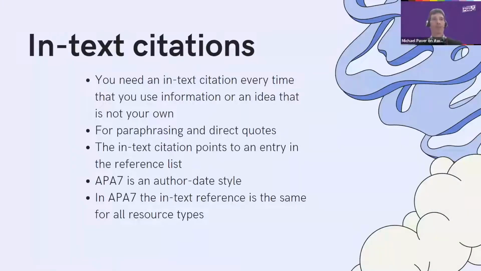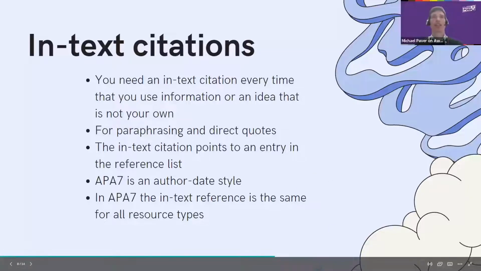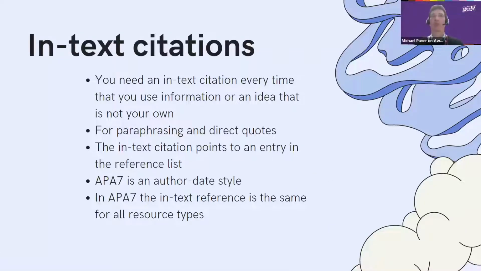So the first part are the in-text citations. So you need to use an in-text citation every time that you use information or an idea that is not your own. So that's basically anytime you're getting information from something you've read or watched, any other source, and using it in your assignment, you need to put an in-text citation there to acknowledge where you've got that information. And the rule of thumb that people talk about is anything that's not common knowledge, you need to reference. So that's when you're going to put that in-text citation in your paper.